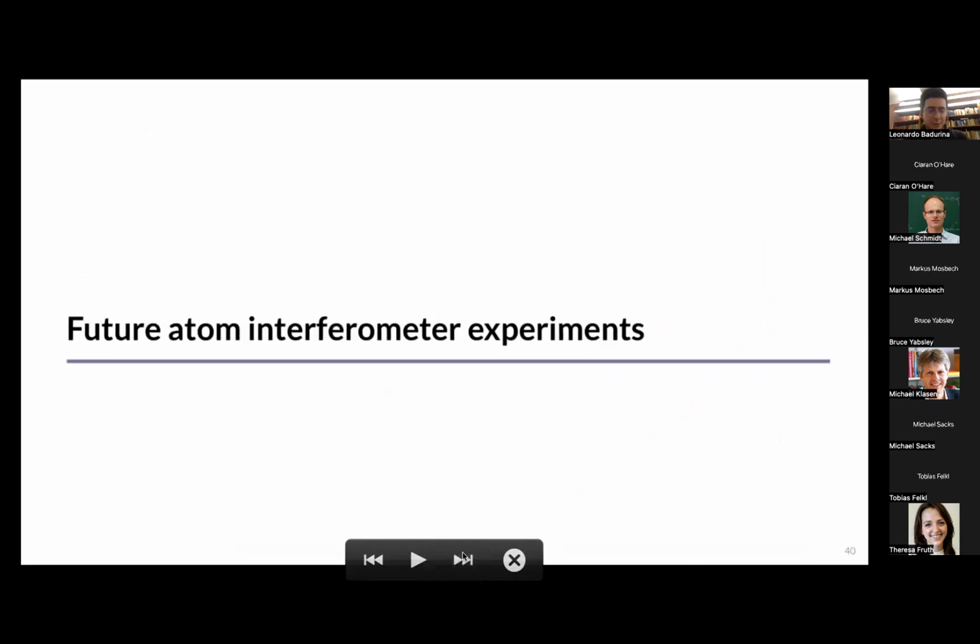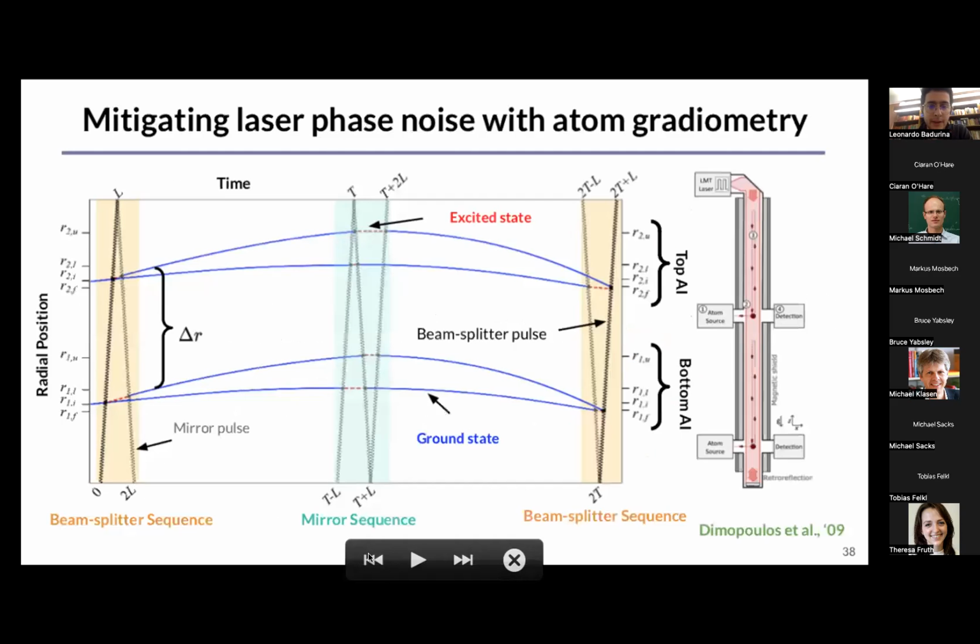So are there any questions so far? Perhaps I can ask. You mentioned the atom gradiometer technique mitigates the laser phase noise at leading order. What causes it to not be a perfect subtraction of the laser phase noise?